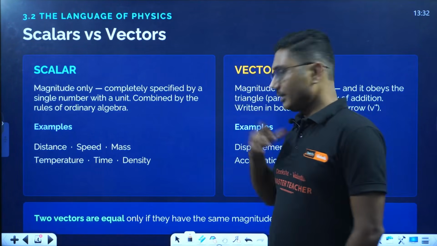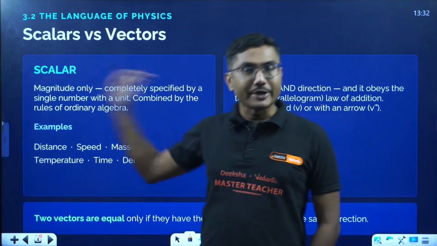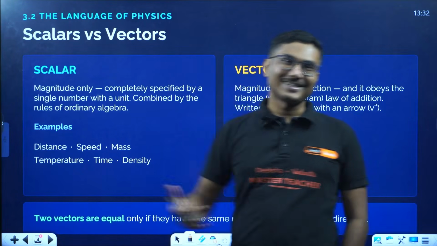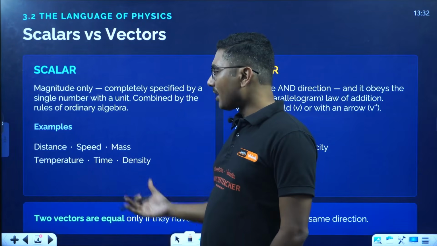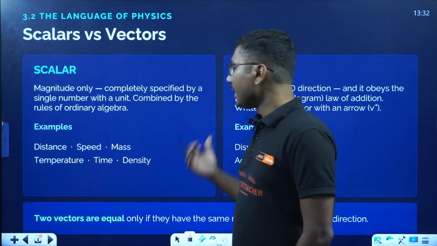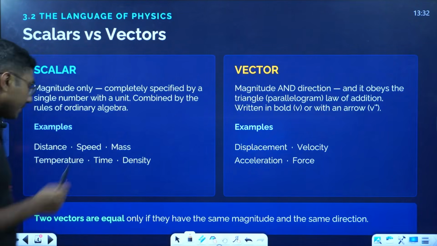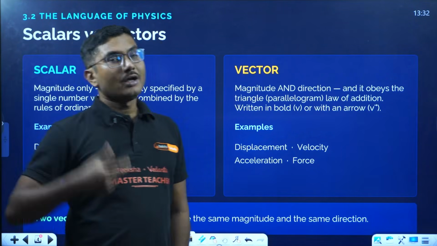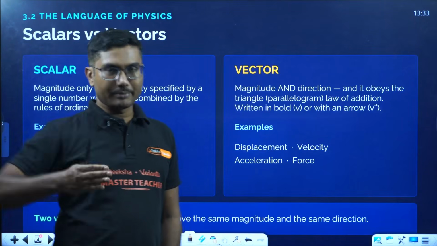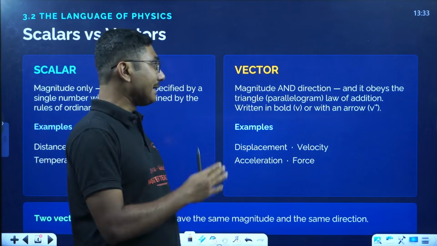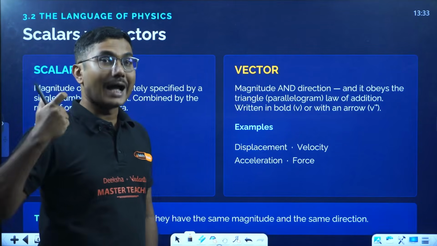So if 2 plus 2 equals 4, then it is a scalar quantity. In vectors also, in some cases 2 plus 2 is 4 is possible, but if it is always 4, then it's a scalar quantity. Examples: distance, speed, mass, temperature, time, density, etc. They are examples of scalar quantities. Now vector. What is a vector? A vector means that it has a direction. So magnitude and direction. It has a value as well as a direction.